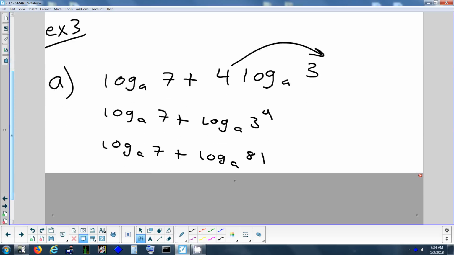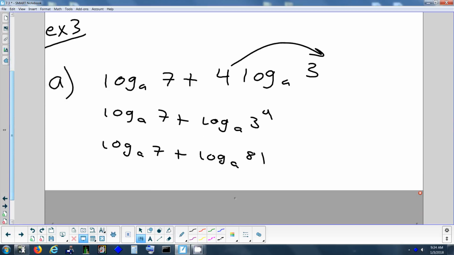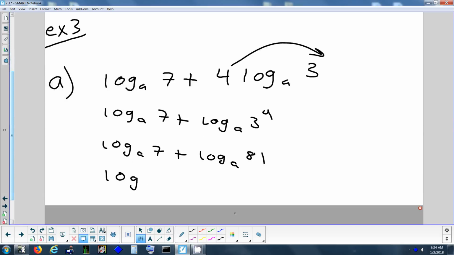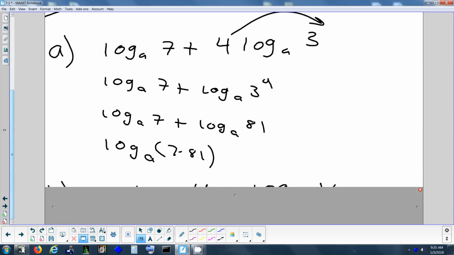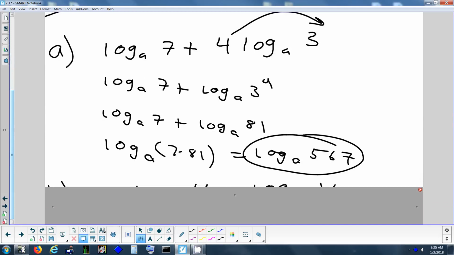All right. And now the next thing is I have a sum. How would a sum recombine? Yep. Multiplication. So we're going to combine it into a single log. The base stays exactly the same. And what would be the two things I'm multiplying? 7 times 81. Yep. 7 times 81, which is 567. And that's the final answer. Log base a of 567.